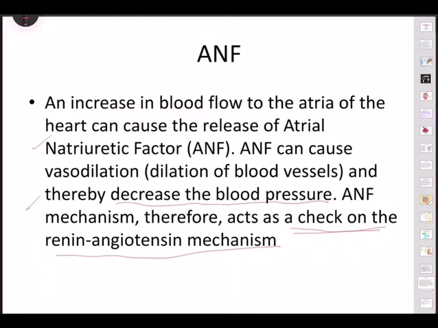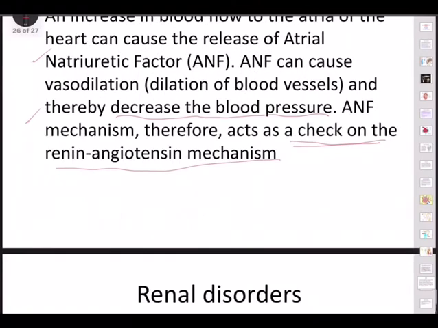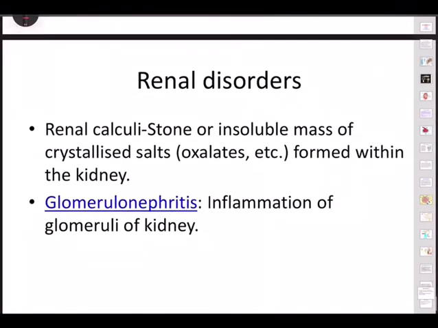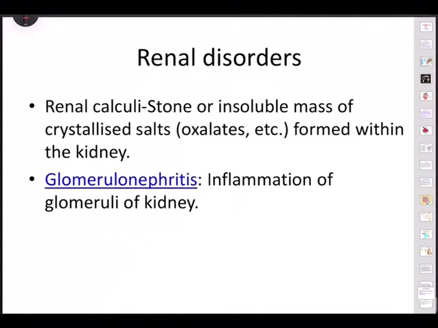One, remember, RAS, the renin-angiotensin aldosterone system. Number two, it is ADH, antidiuretic hormone. Number three, ANF, atrial natriuretic factor. These will control the functioning of the kidney. And with all these checks and balances, still we suffer with some disorders of the kidney becoming non-functional.